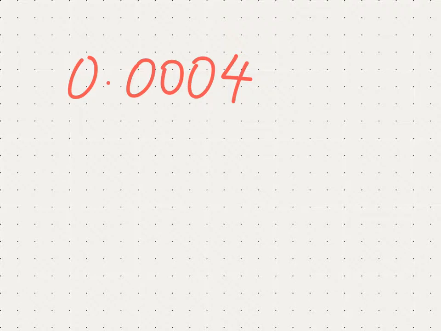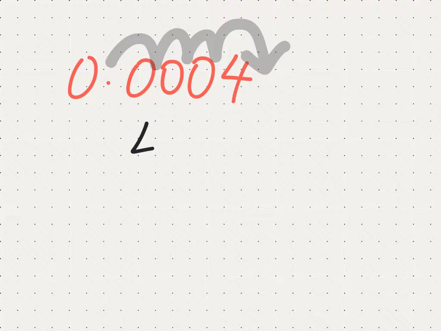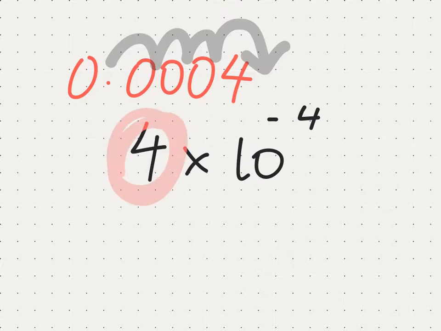This number here, I could just move that decimal point 1, 2, 3, 4, and that would give me a final answer of 4 times 10 to the minus 4. That does make it a little bit easier to see that it really is just that single number, and that's why it is 1 significant figure.